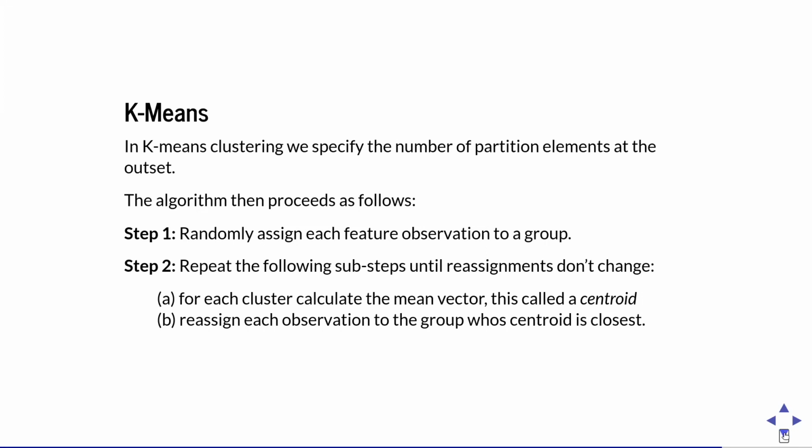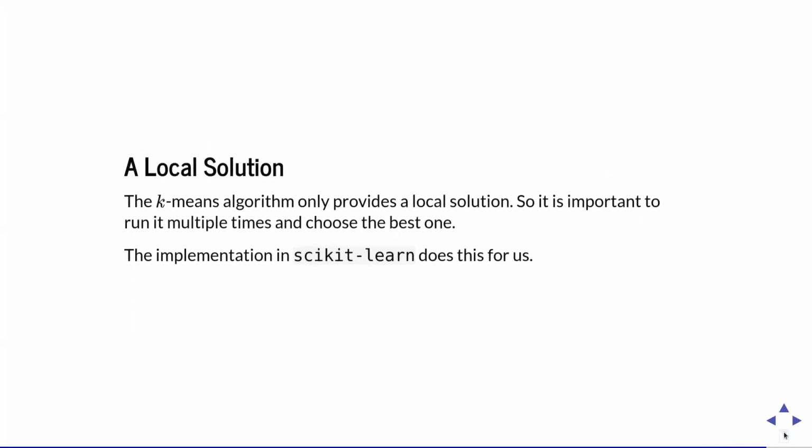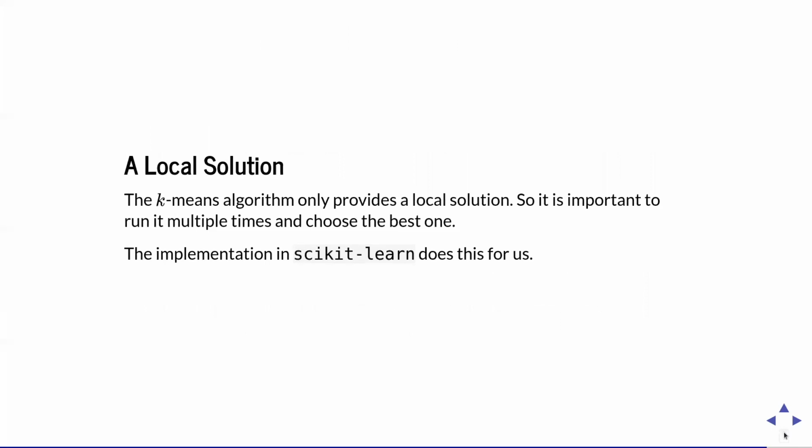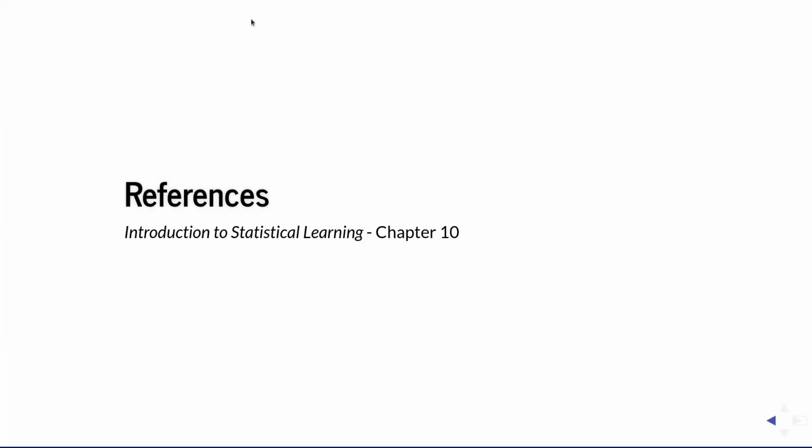And this process is guaranteed to converge. However, it's going to converge to a local solution. And because of that, it's important to run it multiple times and then choose the one that leads to the most homogeneity among the groups. And scikit-learn is nice because it takes care of all that for us, and it does run k-means clustering multiple times. Okay, then let's move on to the tutorials.